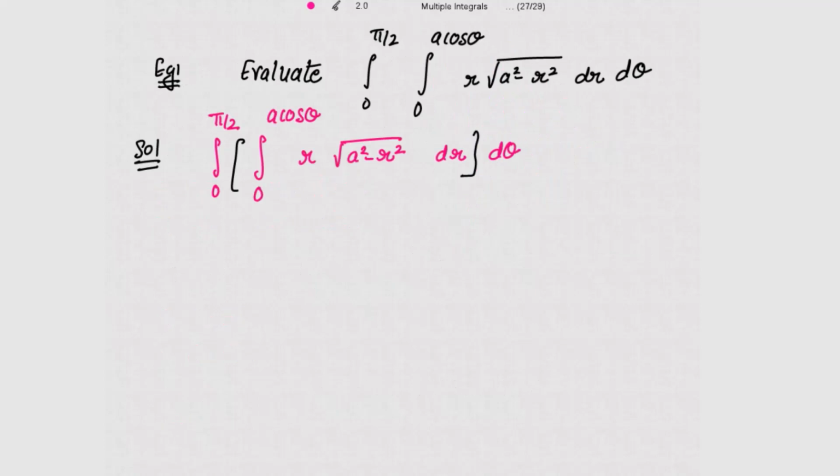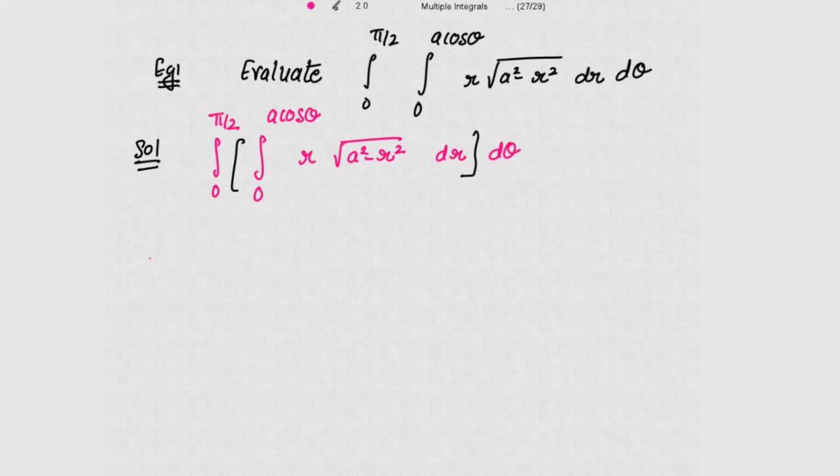Okay, let's do an example. Evaluate this double integral from 0 to pi by 2, 0 to a cos theta, r square root of a square minus r square dr d theta. Now here first we will integrate with respect to r. The limits are in the form of theta, and when we integrate with respect to r and put the limits, we get the expression in theta. And because the last limits of this integral are from 0 to pi by 2, which are the limits for theta, we then integrate with respect to theta and put these limits, right?